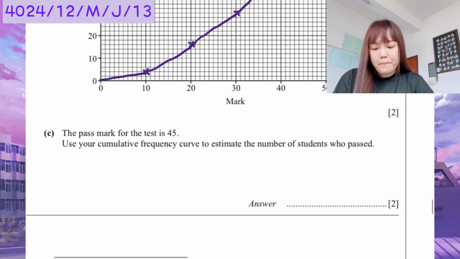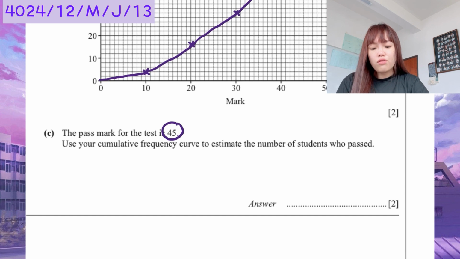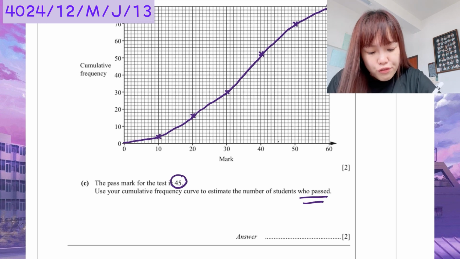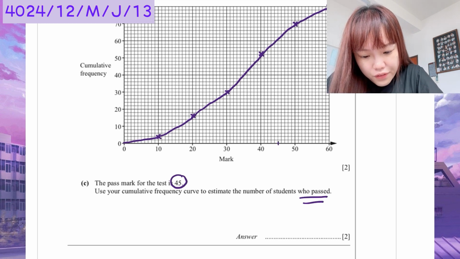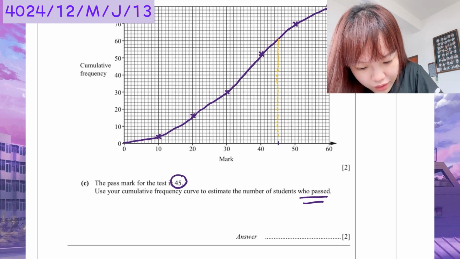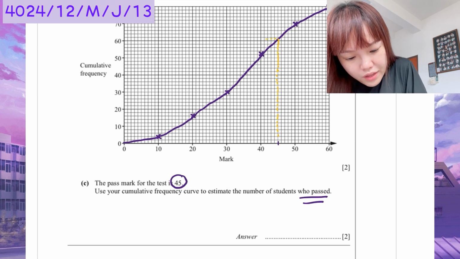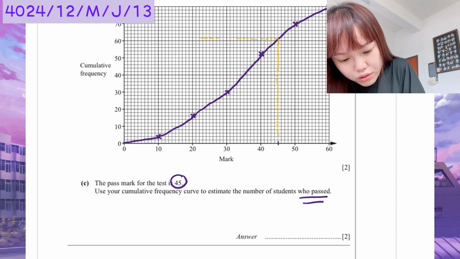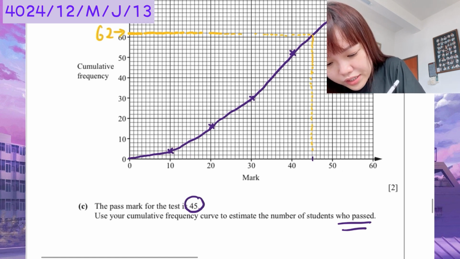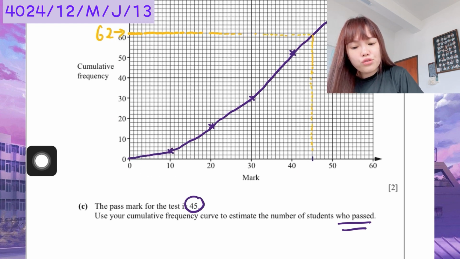Okay, part C. The pass mark for the test is 45. Use your cumulative frequency curve to estimate the number of students who pass. Okay, pass. If you are looking at 45 straight away here, if this is your 45, use your ruler until here, your marks right there, and then until here, okay, here you will get 62.